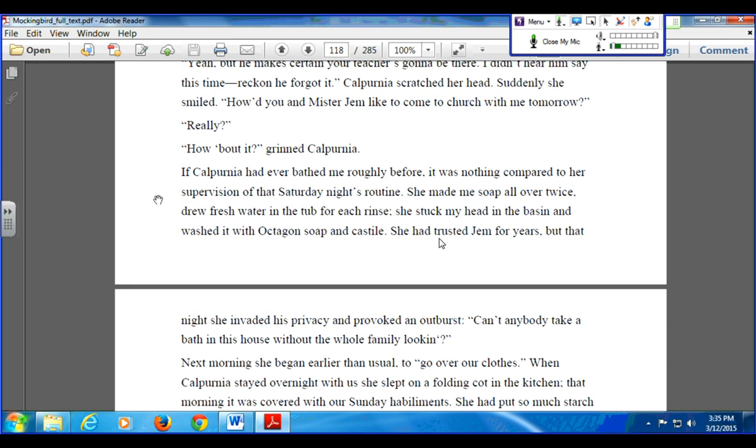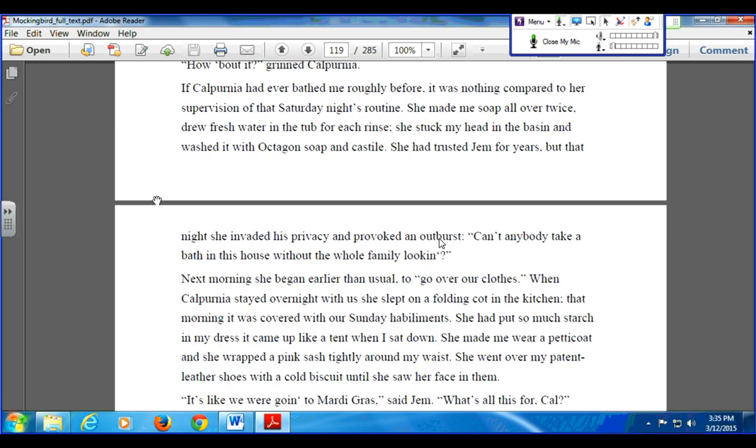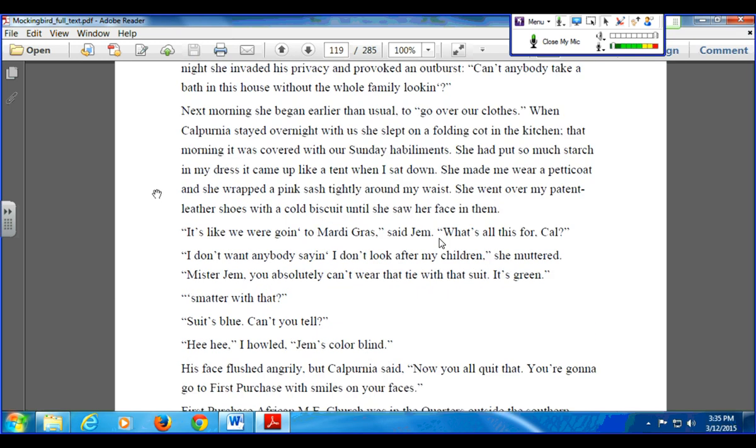If Calpurnia ever bathed me roughly before, it was nothing compared to her supervision of that Saturday night's routine. She made me soap all over twice, drew fresh water in the tub for each rinse, stuck my head in the basin and washed with octagon soap and castile. She had trusted Jem for years, but that night she invaded his privacy and provoked an outburst. "Can anybody take a bath at this house without the whole family looking?" Next morning, she began early to go over our clothes.